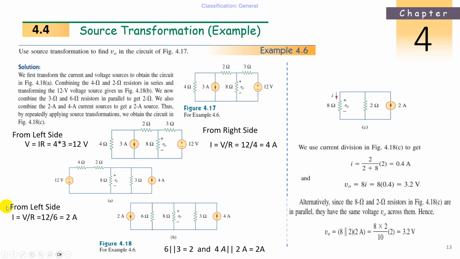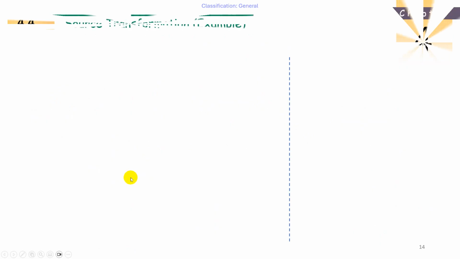So like this, we can transform the sources from voltage to current and current to voltage. Then we can minimize the circuit and we can get the result in an easy fashion without any big errors. Another example we'll see.